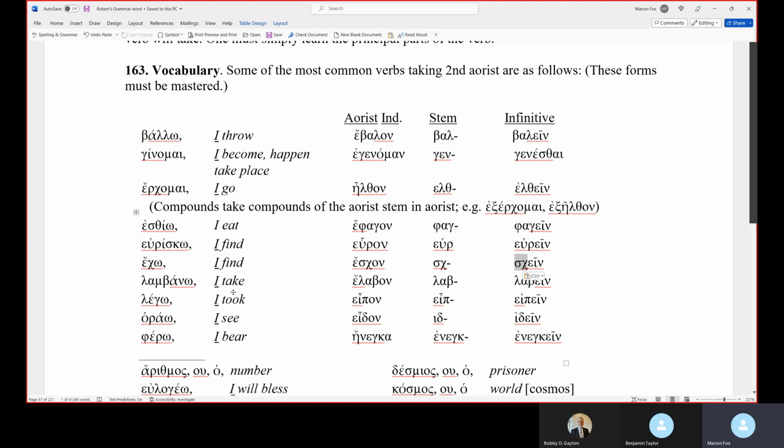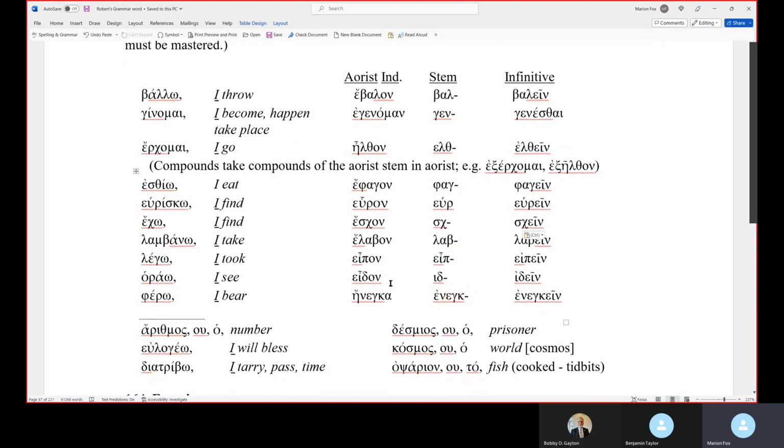And then lambano, I take, or I receive if it's passive. Elabon, and lab is your stem. There's your stem, and the on ending and the augment. And then we take and drop the... that won't come off. I don't know what's going on there. Okay. And so that would be a vein.